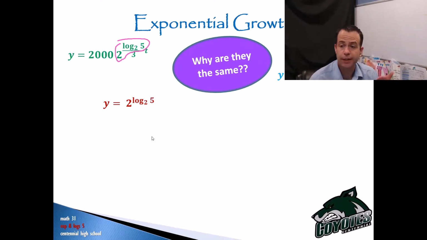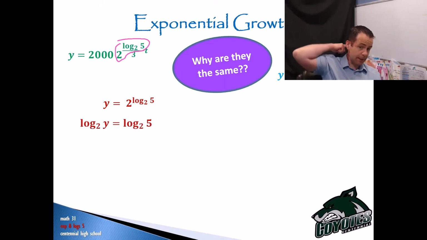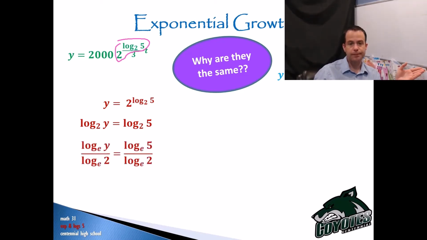If I was to switch that to exponential form, I'd get log base 2 of y equals, and then the exponent would be by itself. It'd be free, right? Whatever was locked is free. So it would be log base 2 of y equals log base 2 of 5. Now, in 30-1, we talked about a change of base identity. We can change this to base E, okay? And when we do that, this is going to be log base E of y divided by log base E of 2.